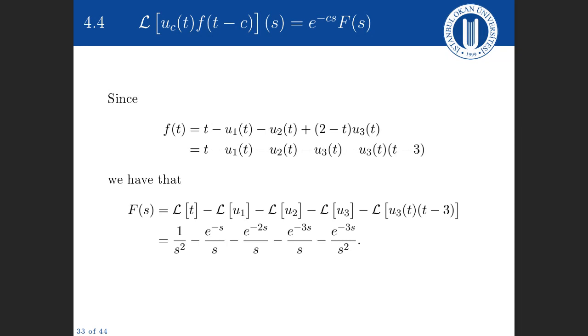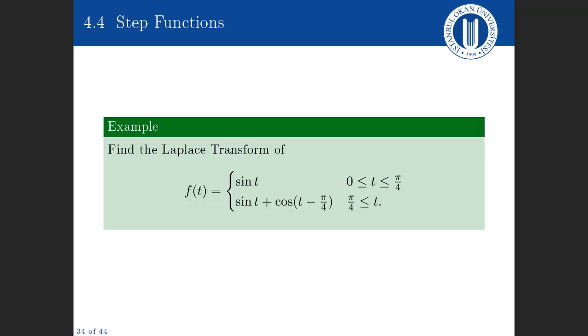The Laplace transform of t is just 1 over s squared. The Laplace transform of u1 is e to the power minus s over s. Laplace transform of u2, I know that. Laplace transform of u3, I know that. Laplace transform of u3 times t minus 3, we use the formula at the top to see that that is e to the power minus 3s divided by s squared. Let's move on.